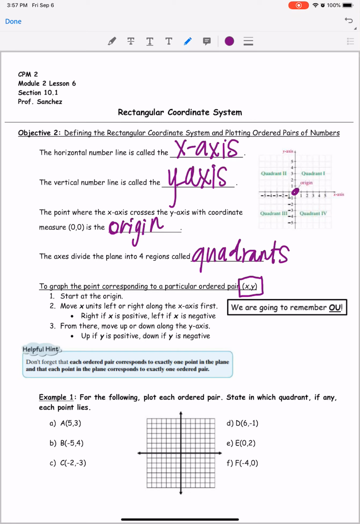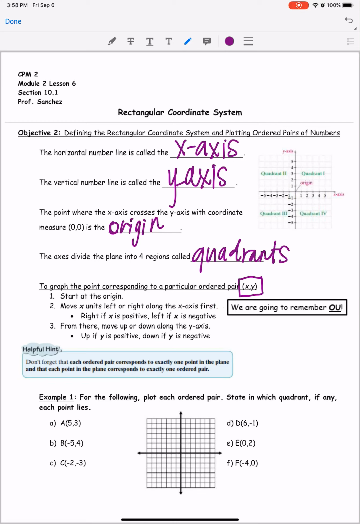So we're starting at the origin. You're going to move one way, either to the right or to the left. If you've moved to the right, let's say it's 4, then from this location, you're going to either go up if y is positive or down if it's negative, or vice versa. If x is negative, you'll go negative first, then up if y is positive, down if y is negative. We are going to remember OU.